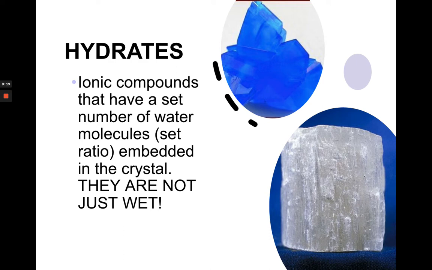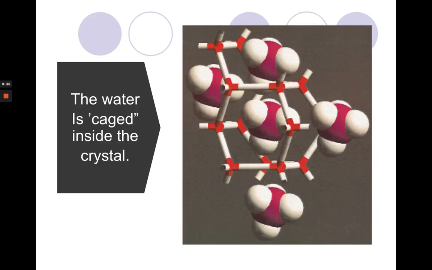Ionic compounds that have a set number of water molecules, a set ratio embedded in their crystal, are known as hydrates. These ionic compounds are not just wet, they actually have the water inside the crystal in a set ratio. So essentially the water is caged inside the crystal and at a set ratio.